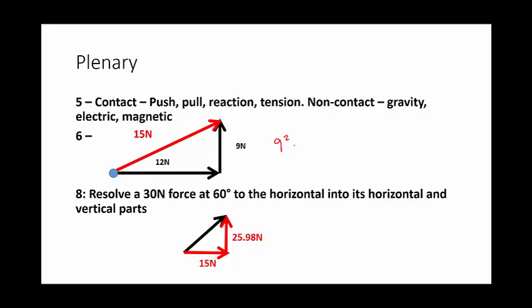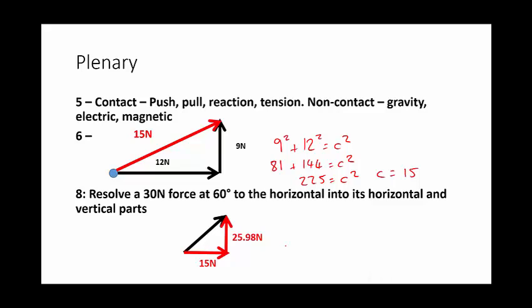Okay, question 6. You should have done 9 squared plus 12 squared to get the square of the hypotenuse. So that's 81 plus 144. Add them together and you get 225. Then square root that and you will get an answer of 15 newtons.